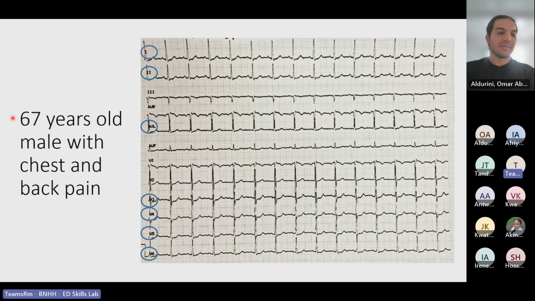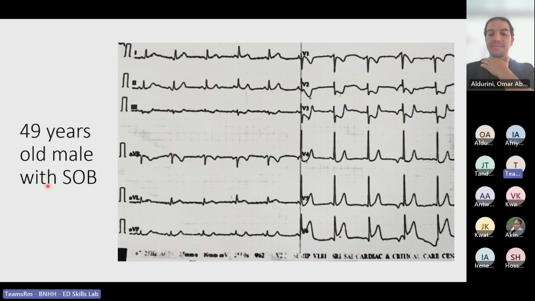Okay, if you can just connect the ECG with the patient, who is a 67-year-old male with chest and back pain, you can just say we have significant changes here in a significant patient, and then we can escalate. Okay, so another example. Who would like to try? Let's say Sarah.